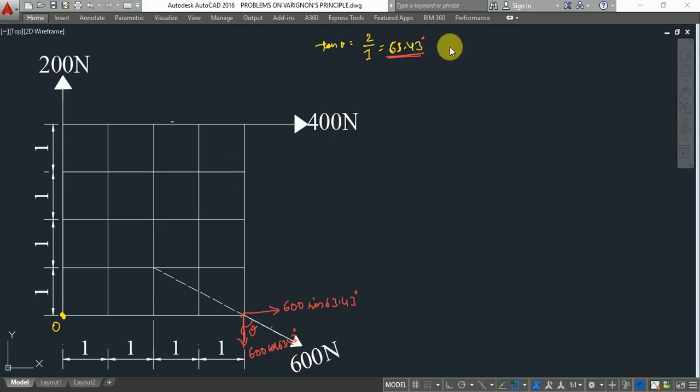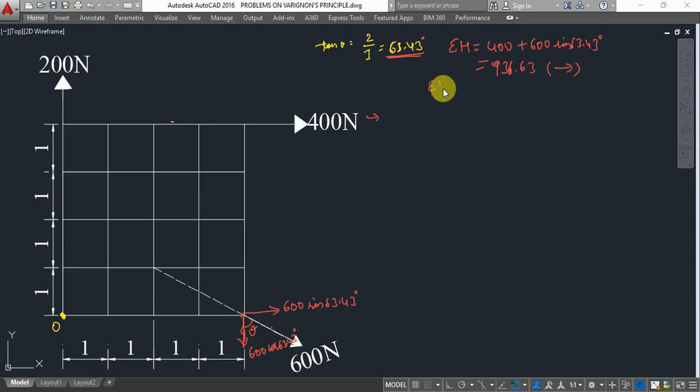Now how to calculate summation of horizontal forces: it is equal to 400, since it is acting in the right hand side direction, plus 600 sin 63.43 degrees. The value of horizontal force is 936.63, and since the value is positive, it is acting in the right hand side direction.